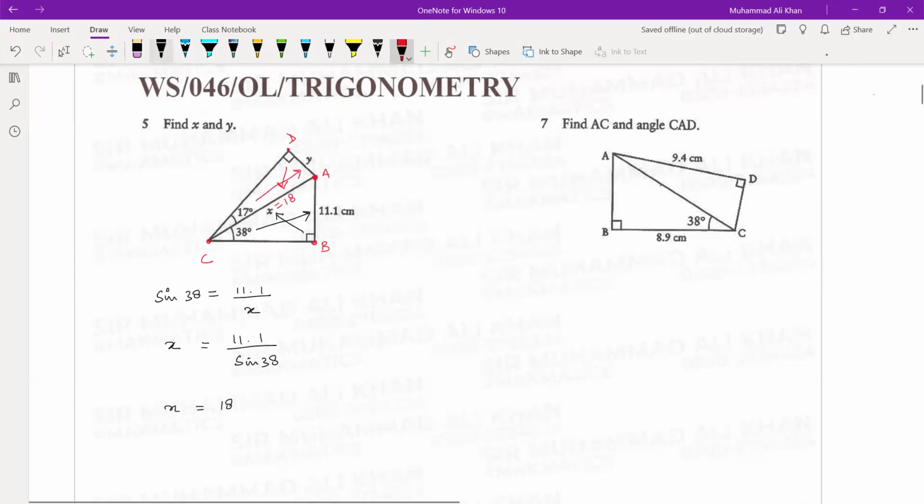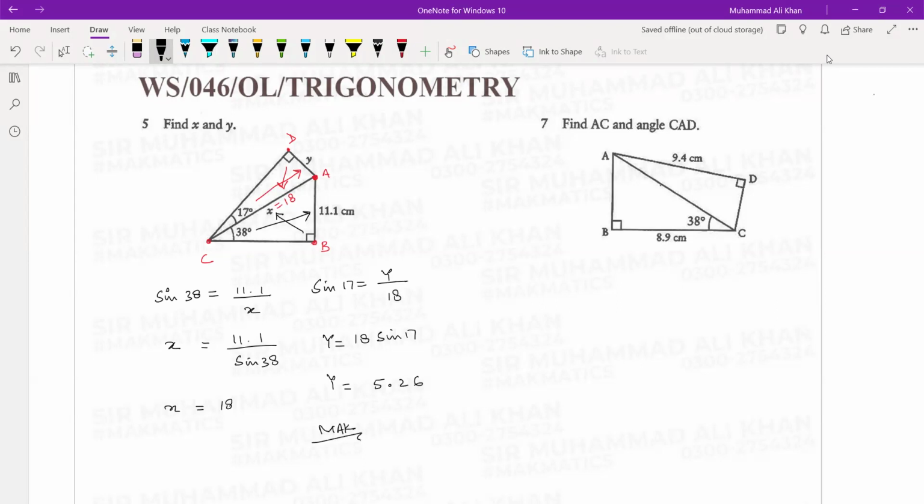opposite side. So again, by the help of sine 17 equals opposite side, Y, divided by hypotenuse, 18. So Y equals 18 sine 17. So what is the value of Y? 5.26 is the value of Y. Are you clear? Any confusion? Hopefully there is no confusion in this. Start working and do question number 7.